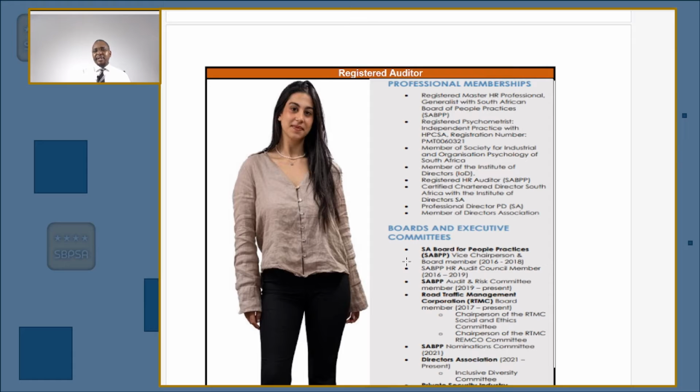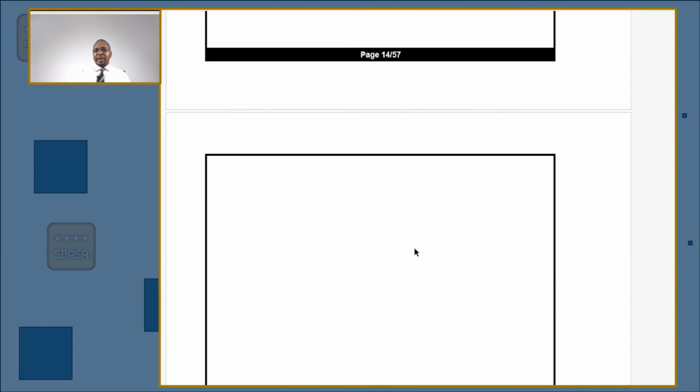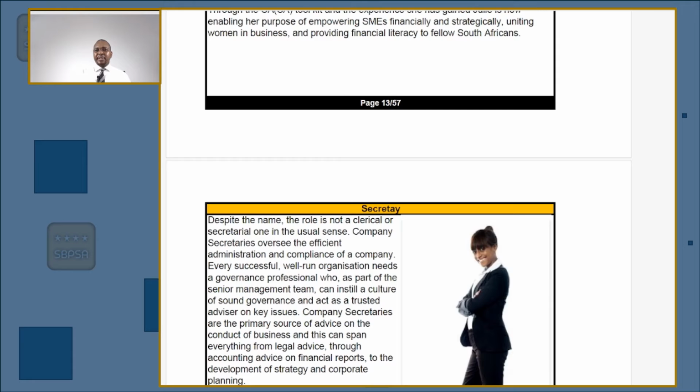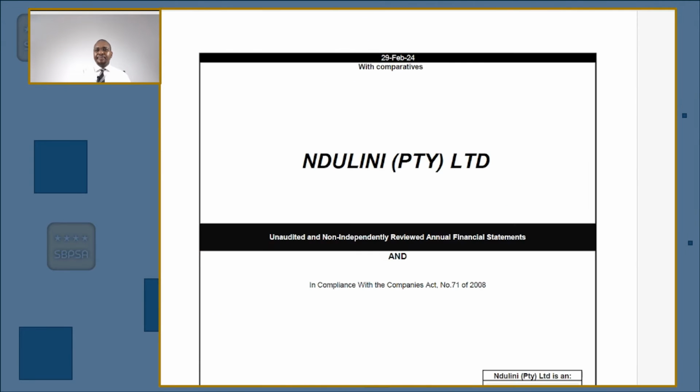You must remember that auditors must not be the same, and with SPPSA, the auditor who audits the financial information is not the same person who prepares the financial information. Okay, I remembered what I wanted to say here on this page.